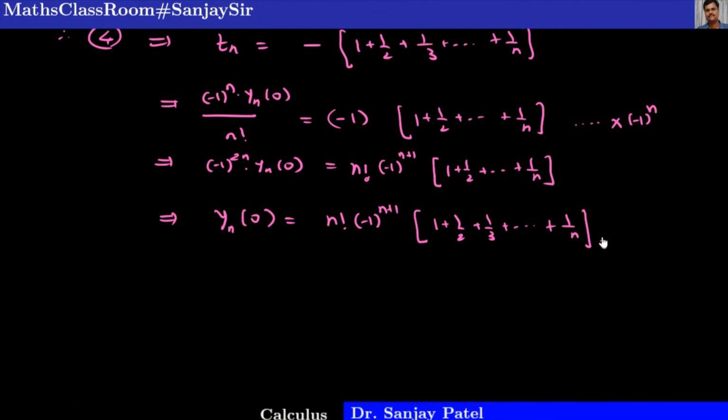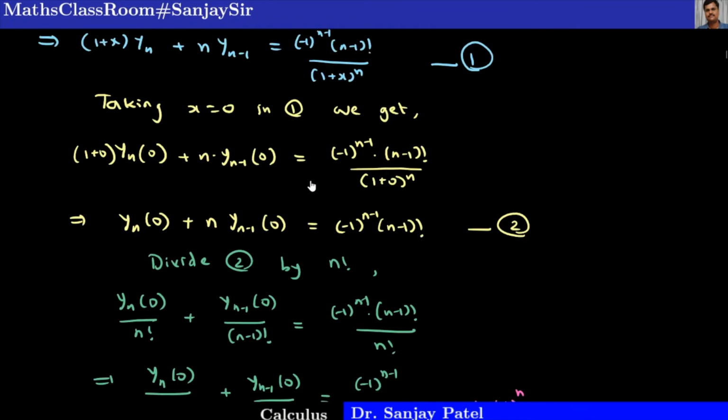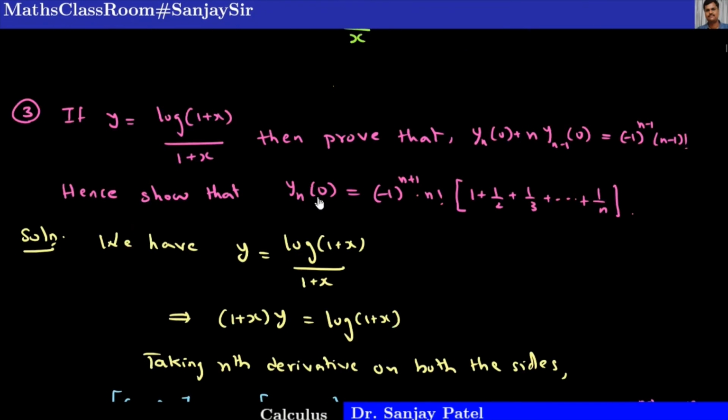Hence, this problem is solved. This was the required result, as you can see in this problem. Yn 0 is equal to minus 1 raised to n plus 1 into n factorial into 1 plus 1 by 2 up to 1 by n.